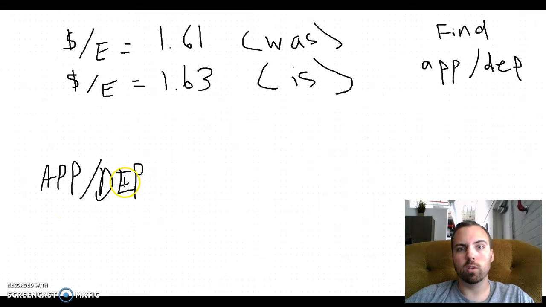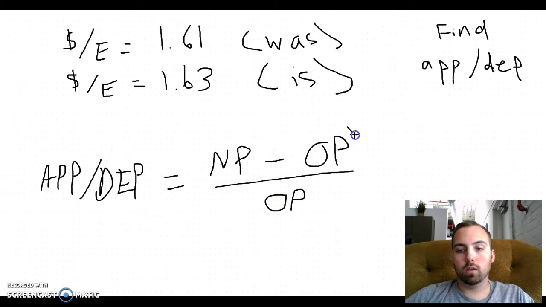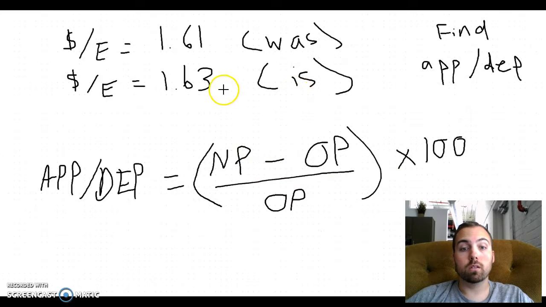That's appreciated or depreciated, just according to how the math turns out, and it is equal to new price, indicated as NP, minus old price, indicated as OP, divided by old price, parentheses around that, times 100. So what we do there is just plug in our values. In this case, the new price is 1.63, and the old price was 1.61.